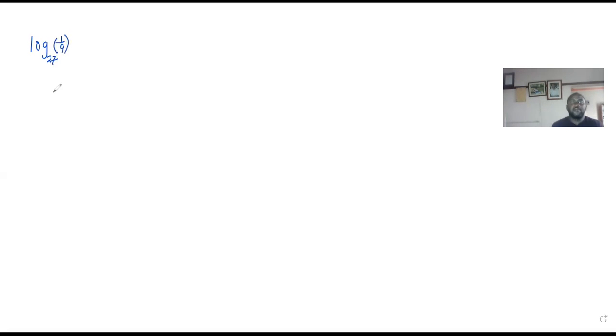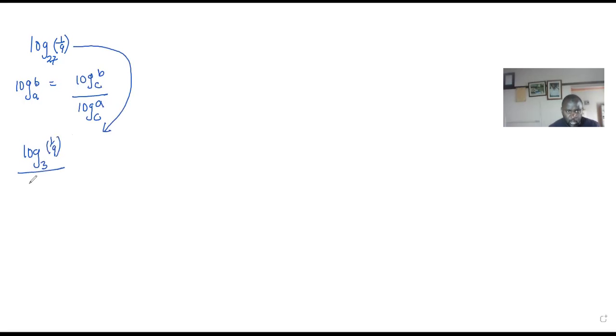Now for this one, you look at the common factor of those numbers, and their common factor is 3. So you introduce log to base 3 in both cases. From the definition of log to base A of B, when I introduce a new log to base C, I will have log of B over log of C of A. Now, even this one, because you have a common factor 3, introduce log to base 3 of 1/9 divided by log to base 3 of 27.